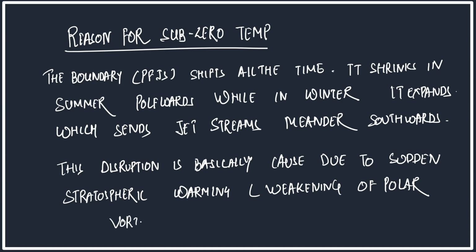It is basically a wave energy which is moving from, let's say, up to low, like this. The sudden stratospheric warming is a different concept, but it is related to this only, weakening of polar vortex, right? So you can write sudden stratospheric warming in bracket weakening of polar vortex. Clear? And this causes the polar vortex to get weakened, and because of this the meandering took place. All right, so this is the reason.